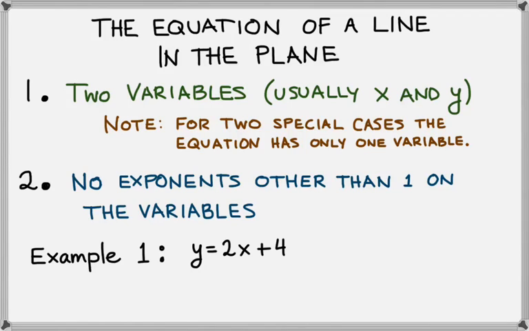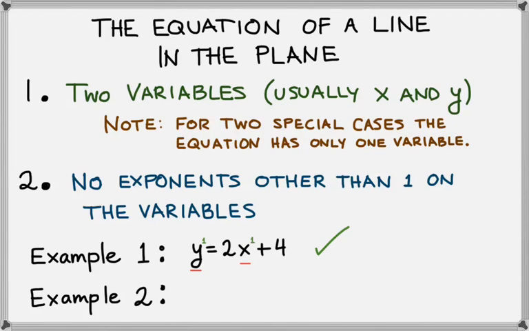For the first example, let's look at y equals x squared plus 4. Does it satisfy the first property? Well, we have the two variables x and y, so yes, it satisfies the first property. What about the second property? Y has the exponent of 1. In fact, anytime your variable doesn't look like it has an exponent, it actually has a 1 there that we just don't usually write. So y has the exponent of 1, and x also has the exponent of 1. So we have no exponents other than 1 on the variables, so this is in fact a line.